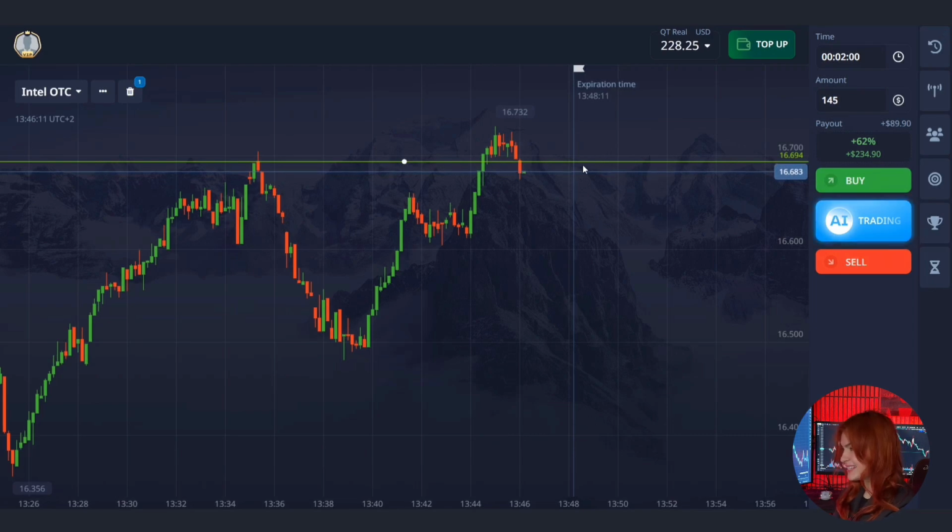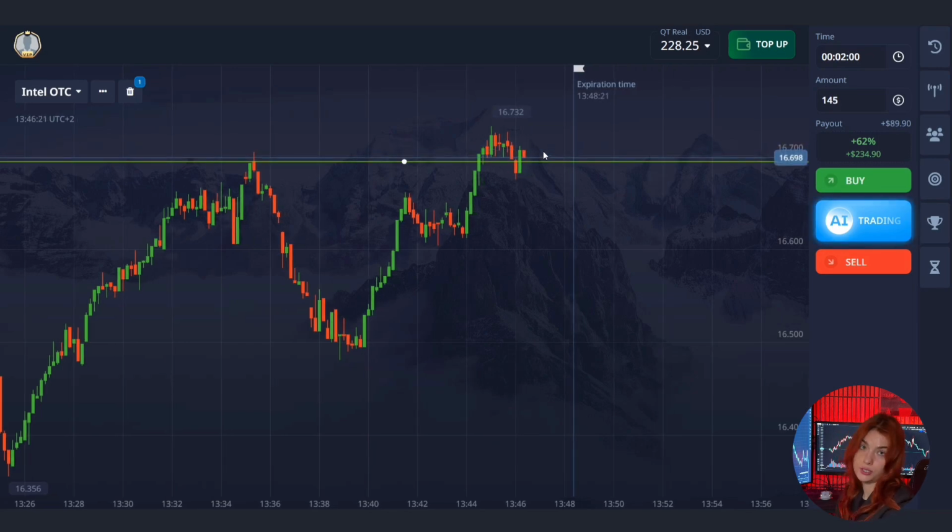It's not bad, guys. The price really continued to move up. The resistance level has also been broken. This is where we got the profit. I have correctly predicted the further price movement. These situations really work well, guys. Everything is going great. Let's continue.